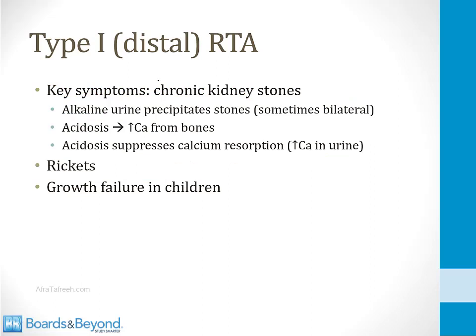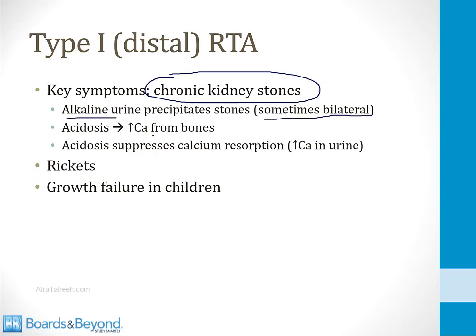A classic symptom of a distal RTA is chronic and recurrent kidney stones, and it's high yield to know this because this will often be mentioned in a board question describing a patient with a type 1 RTA. When the urine becomes alkaline, it can precipitate stones. Sometimes they can even be bilateral.